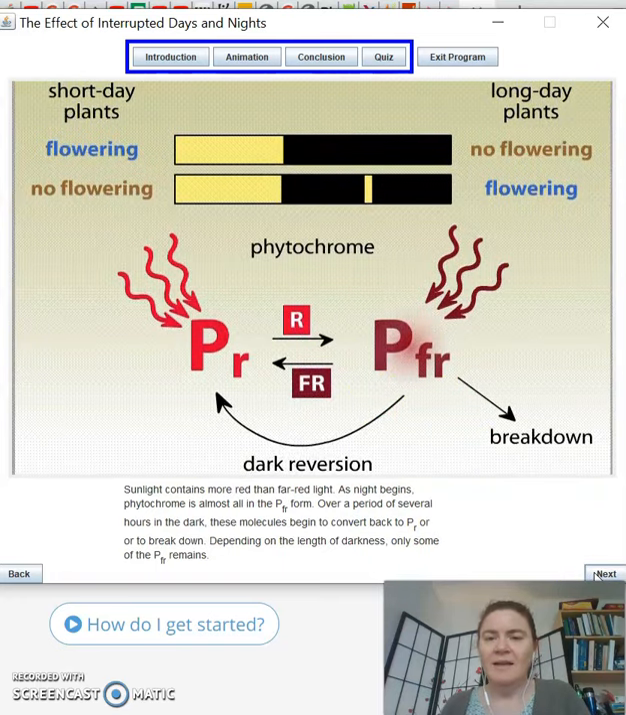Sunlight contains more red than far red light. As night begins, phytochrome is almost all in the phytochrome far red form. Over a period of several hours in the dark, these molecules begin to convert back to phytochrome red because they're not getting exposed to sunlight, or to break down. Depending on the length of darkness, only some of the phytochrome far red remains as dawn breaks.